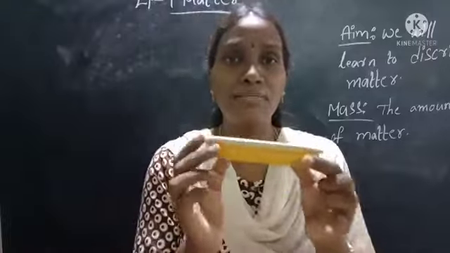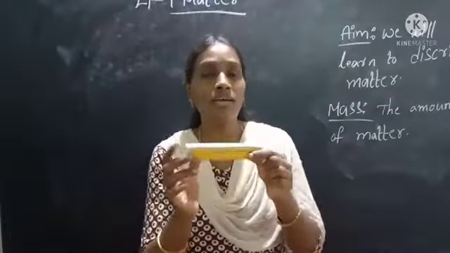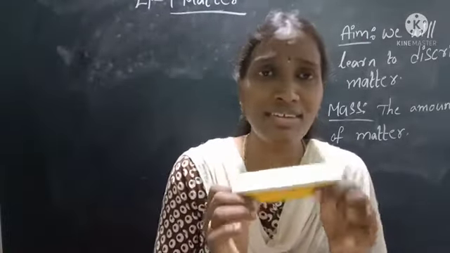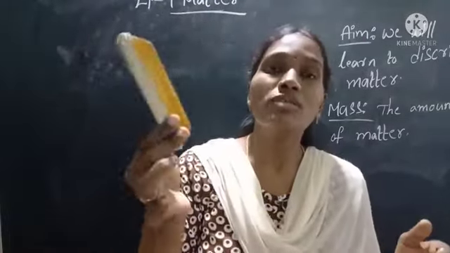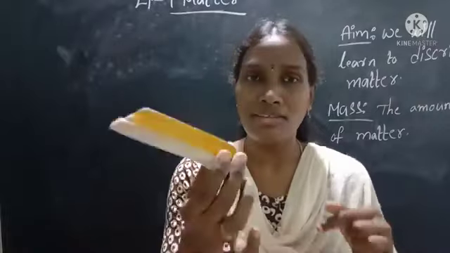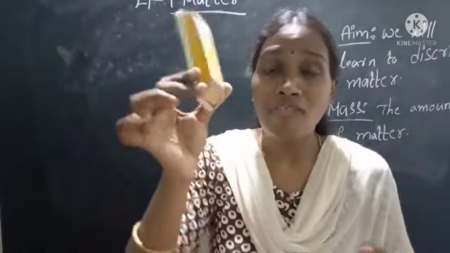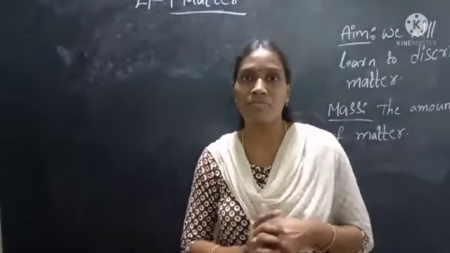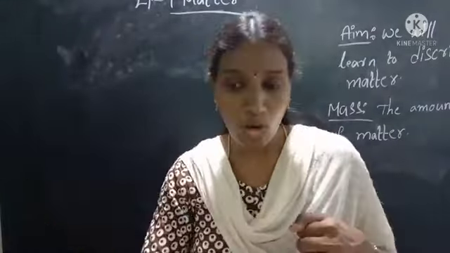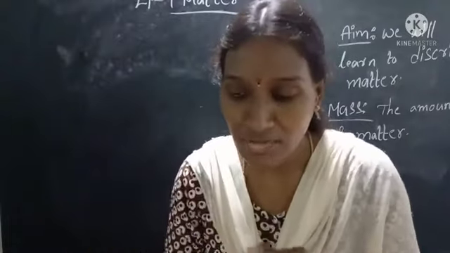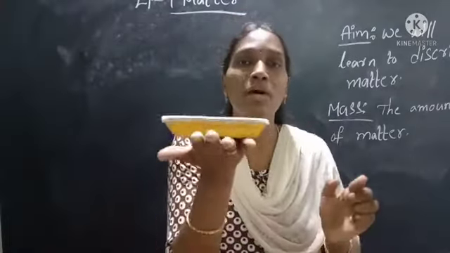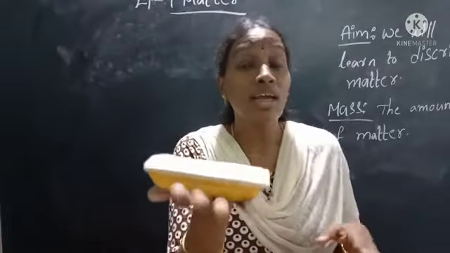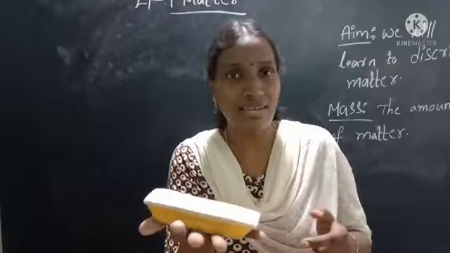I am taking the example of a duster. This duster is a solid. How can we say that this duster is a solid? Because solids have a fixed shape. When I am keeping this duster on the table, it will occupy some space, right? And if I hold this in my hand, it has some weight. When I am holding this in my hand, it has some mass. Mass is just like a weight.